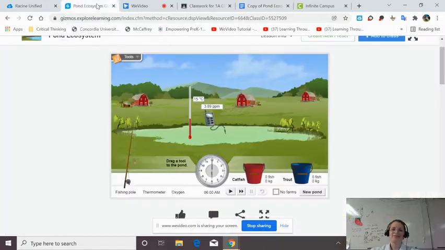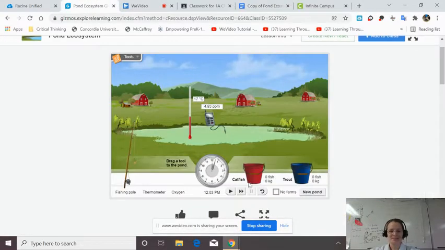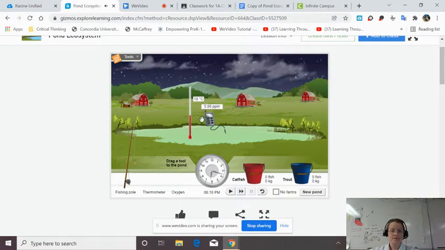Let's fast forward to noon. Watching this clock right down here. 4.93. I know this is exciting stuff, right? Pond 2. Let's see. Fast forward again to 6 p.m. 5.99.